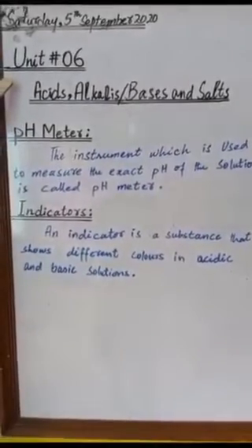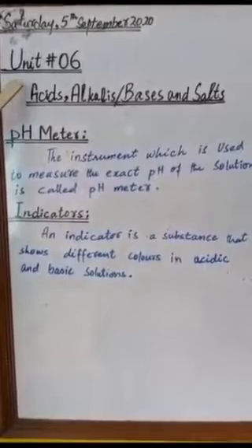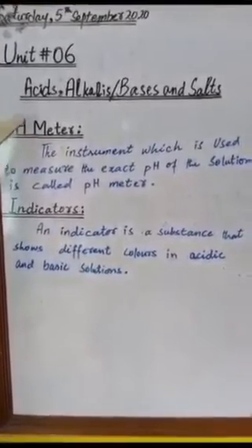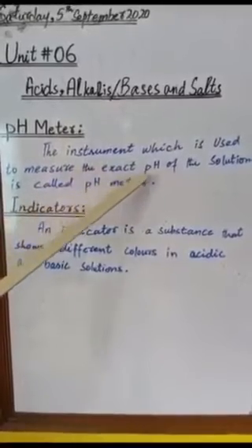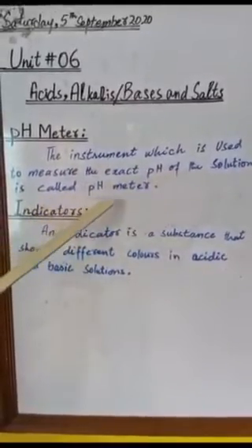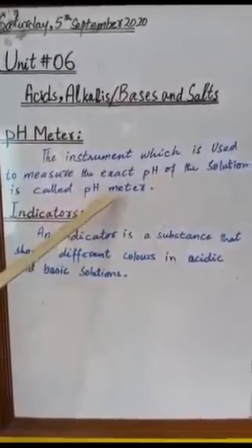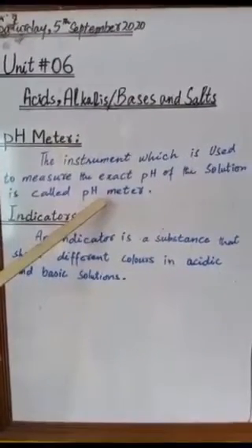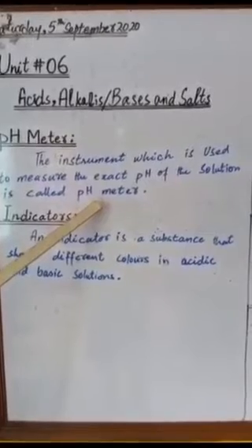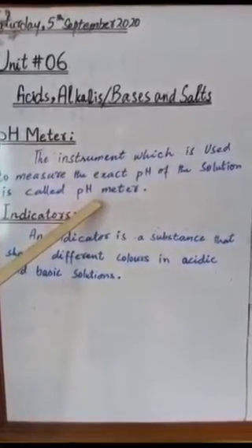Today we are going to discuss the topic of pH meter from chapter number 6. The instrument which is used to measure the exact pH of the solution is called pH meter. When the electrodes of the pH meter are dipped in the solution, the reading of its pH appears on the digital display of the pH meter.